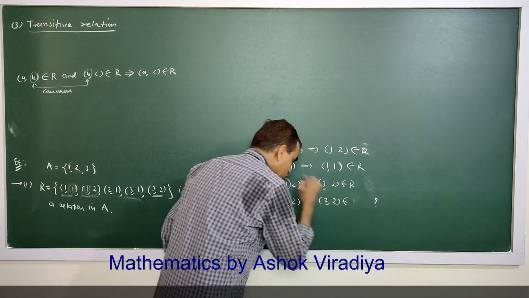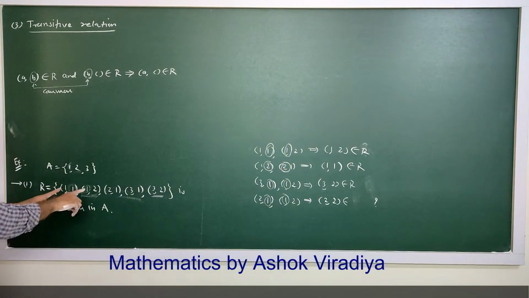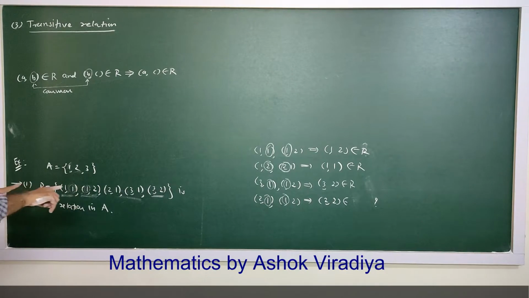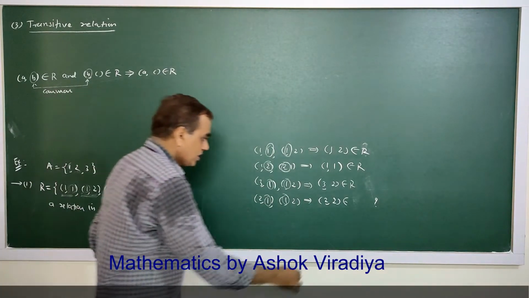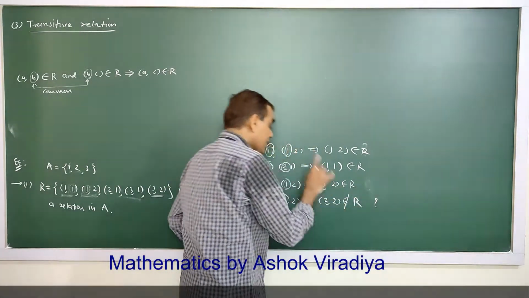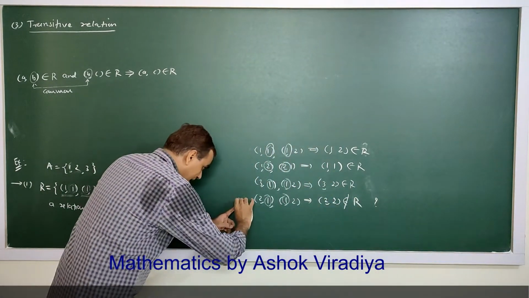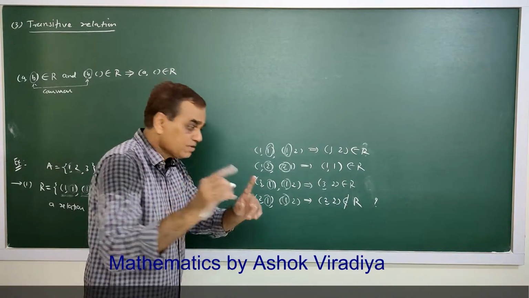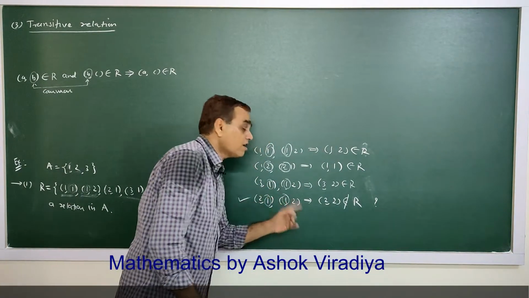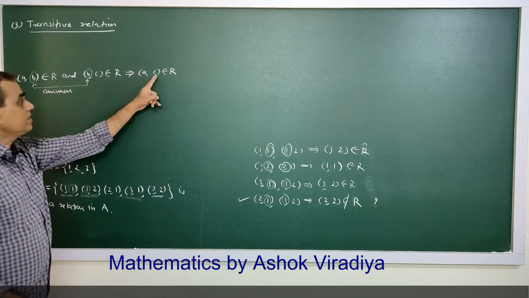Does (2, 2) belong to R? Check here. See, (2, 2) does not belong to R. Nowhere is (2, 2) in this set. So (2, 2) does not belong to R. So for this ordered pair, for this pair of elements, the condition is broken.